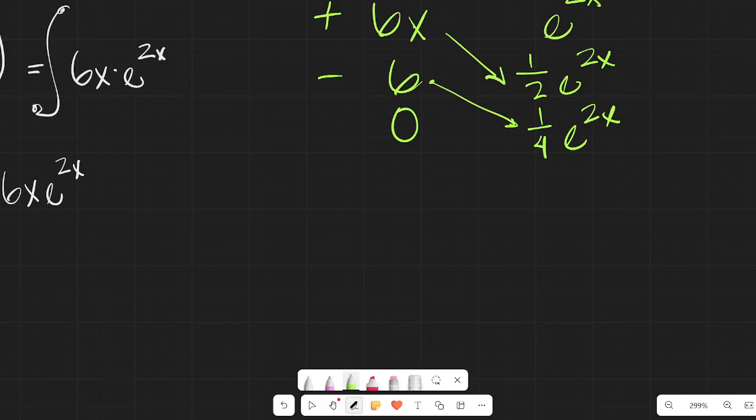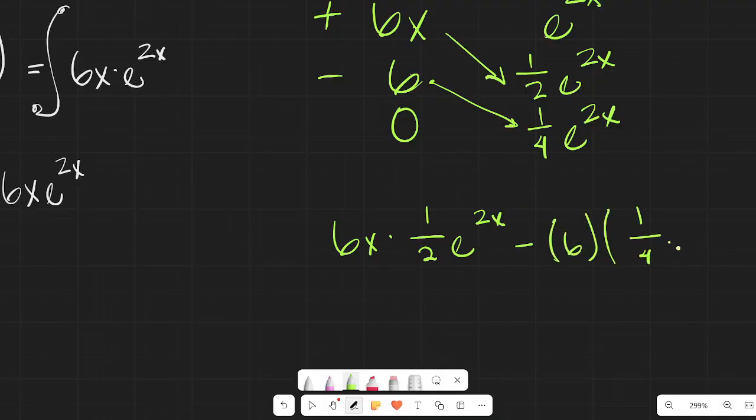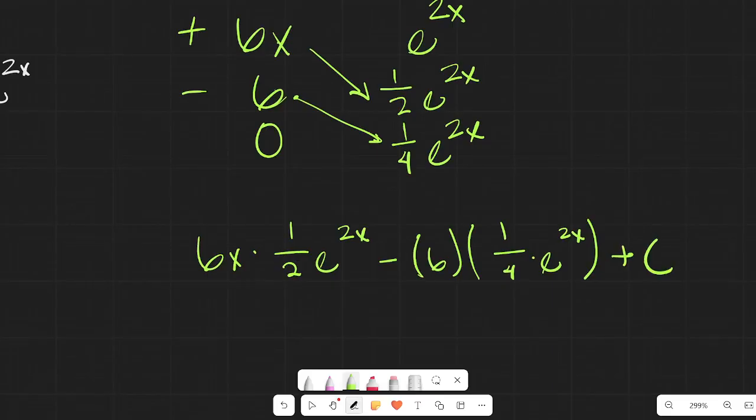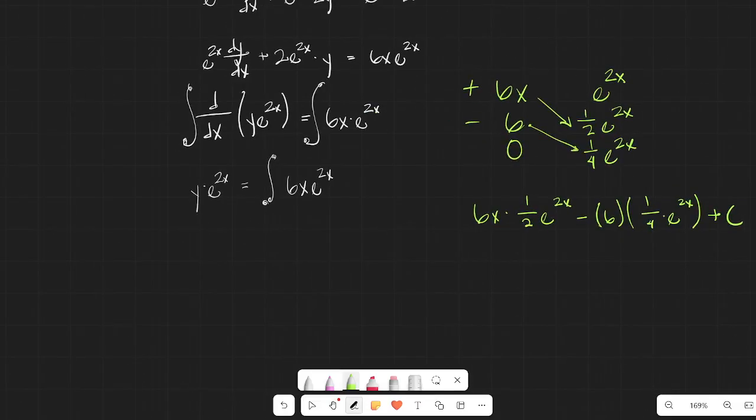I'll just write that out real quick. So we have 6x times 1/2 e to the 2x minus 6 times 1/4 times e to the 2x. And don't forget your constant of integration. So that's the integration step. That's called the tabular method for integration by parts.